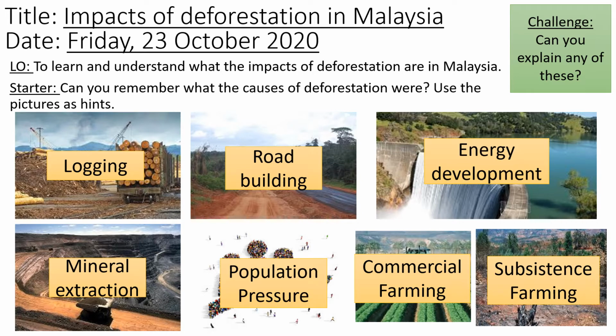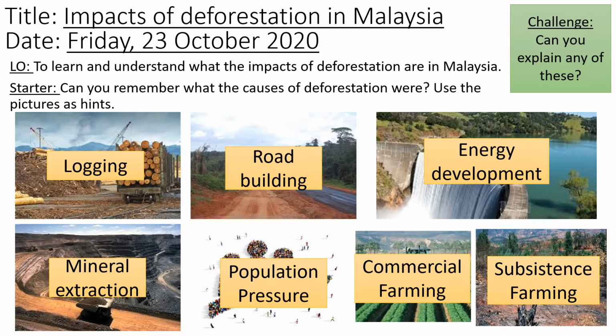Energy development is hydroelectric power, or HEP, and often they build dams and then let water through gradually, and that turns turbines, but they have to flood large areas in order to do this. Mineral extraction is mining. Population pressure: we looked at the way that they were trying to encourage more people to move to the countryside because the cities were too crowded, but having to build settlements because of that.